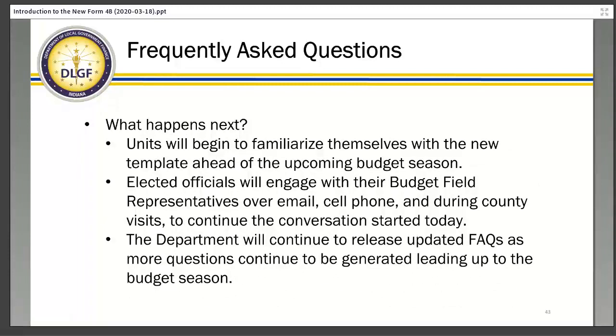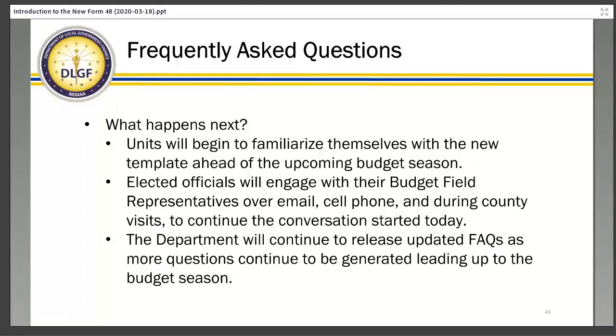Okay, so if that's what the department is working on, our goal for what happens next locally would be that units begin to familiarize themselves with the new template ahead of the upcoming budget season. Any questions, concerns you have, we'd ask that you engage directly with your local budget field representatives. Email, telephone. Once we get the green light to start doing county visits again, this is a great conversation to have about what you heard here today, what you've seen. Any questions, any concerns, any thoughts you have on it, we would ask that you share those directly with your budget field rep. They will route those vertically so that we can continue our conversation.